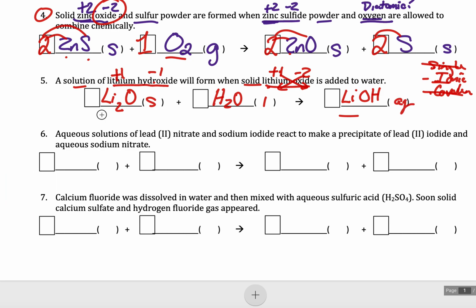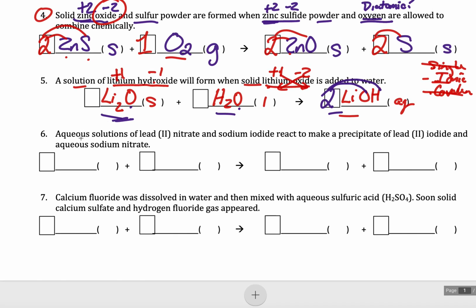So 2 lithiums, I need 2 lithiums here. Now I see an oxygen and an oxygen. I can distribute and I see the oxygen. And over here I see 2 hydrogens, 2 hydrogens. So it's all balanced. All I had to do was change the 2 over there. But again, if you got this formula wrong, then everything would be impossible to balance.